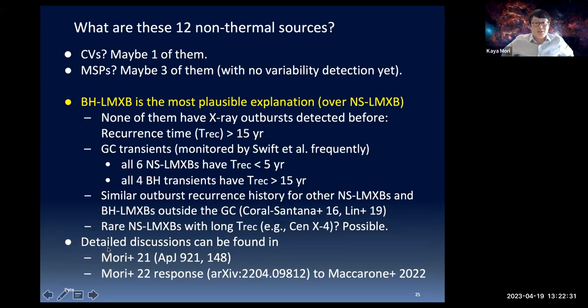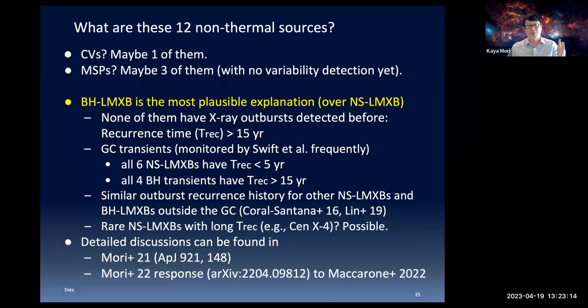So what are these 12 non-thermal X-ray sources? We did a bunch of tests. First of all, is this one of these mistakenly identified thermal sources? No, we ran a bunch of Monte Carlo simulations in the galactic center, and such a probability is less than one source. AGN, no, it's less than 0.1. CVs, maybe one of them could be a CV, like an SS Cyg type with a low iron abundance. MSPs, millisecond pulsars, maybe three of them, because these three sources have not shown any variability yet using 20 years of Chandra data. So it really comes down to two possibilities.